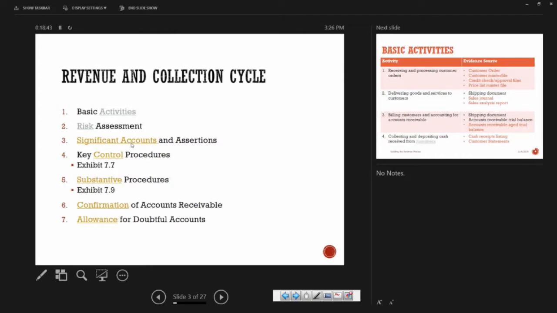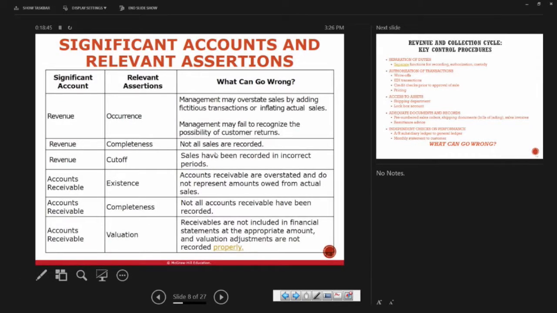So, in terms of the significant accounts, of course, cash is a significant account, but cash is an account that spans most of just about every single business cycle, actually all of them, right? So we'll cover cash separately. But for the revenue and the collection cycle, the key accounts would be revenue and accounts receivable, and those accounts related to those, such as allowance for doubtful accounts.